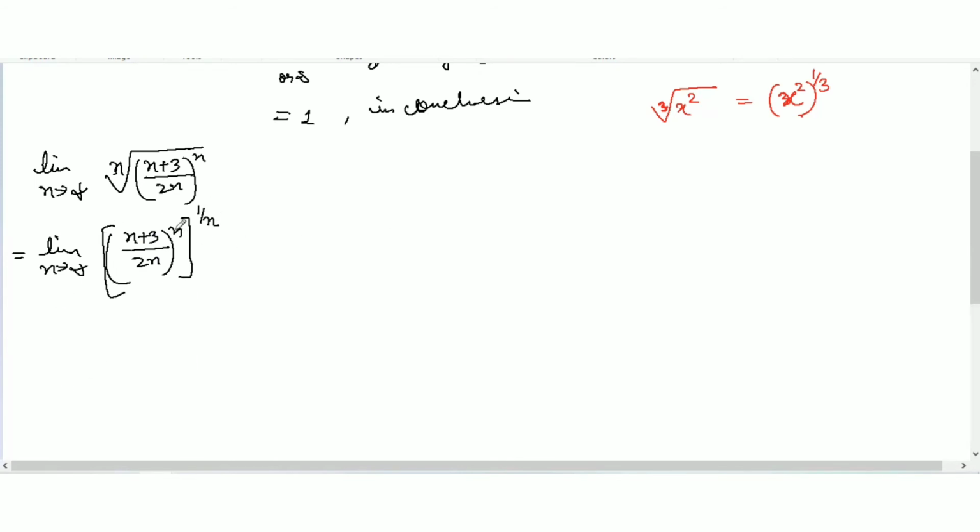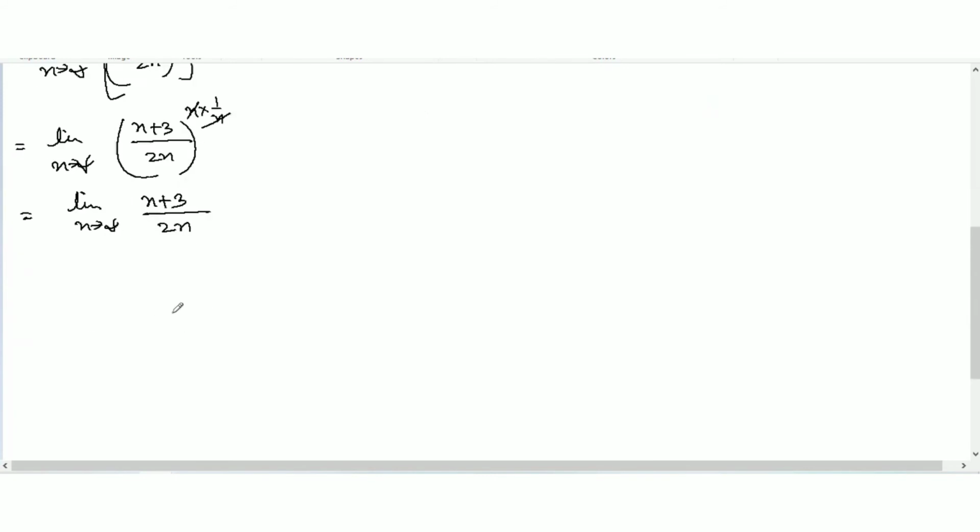Now, if anything is power to power, both powers will multiply. So limit n tends to infinity, ((n+3)/2n) whole to the power n multiplied by 1 over n. So this n will be cancelled. Now we have left the limit n tends to infinity of (n+3)/2n. Now we can find the limit here. What will be the value by simply putting in the limit formula, or we can use L'Hopital's rule. I'll explain both rules for how to find it. Let's find it out in a simple way.